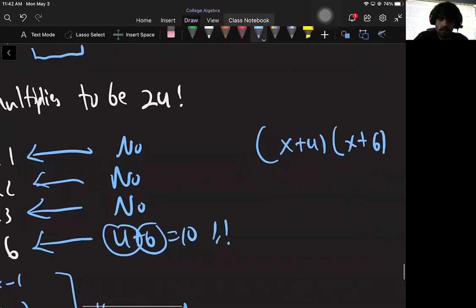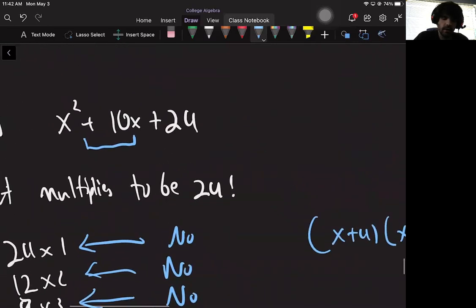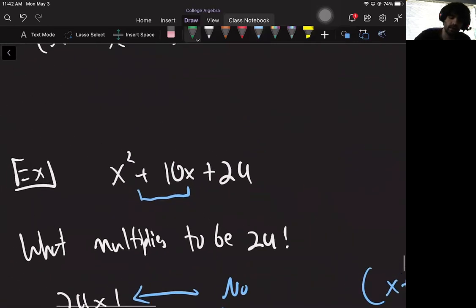So once you practice a lot of these, what you start to see is this pattern of, okay, just look at this, think about its factors, and then think about if those factors add up to 10. And so we're just going to have to do a lot of practice to get good at it.